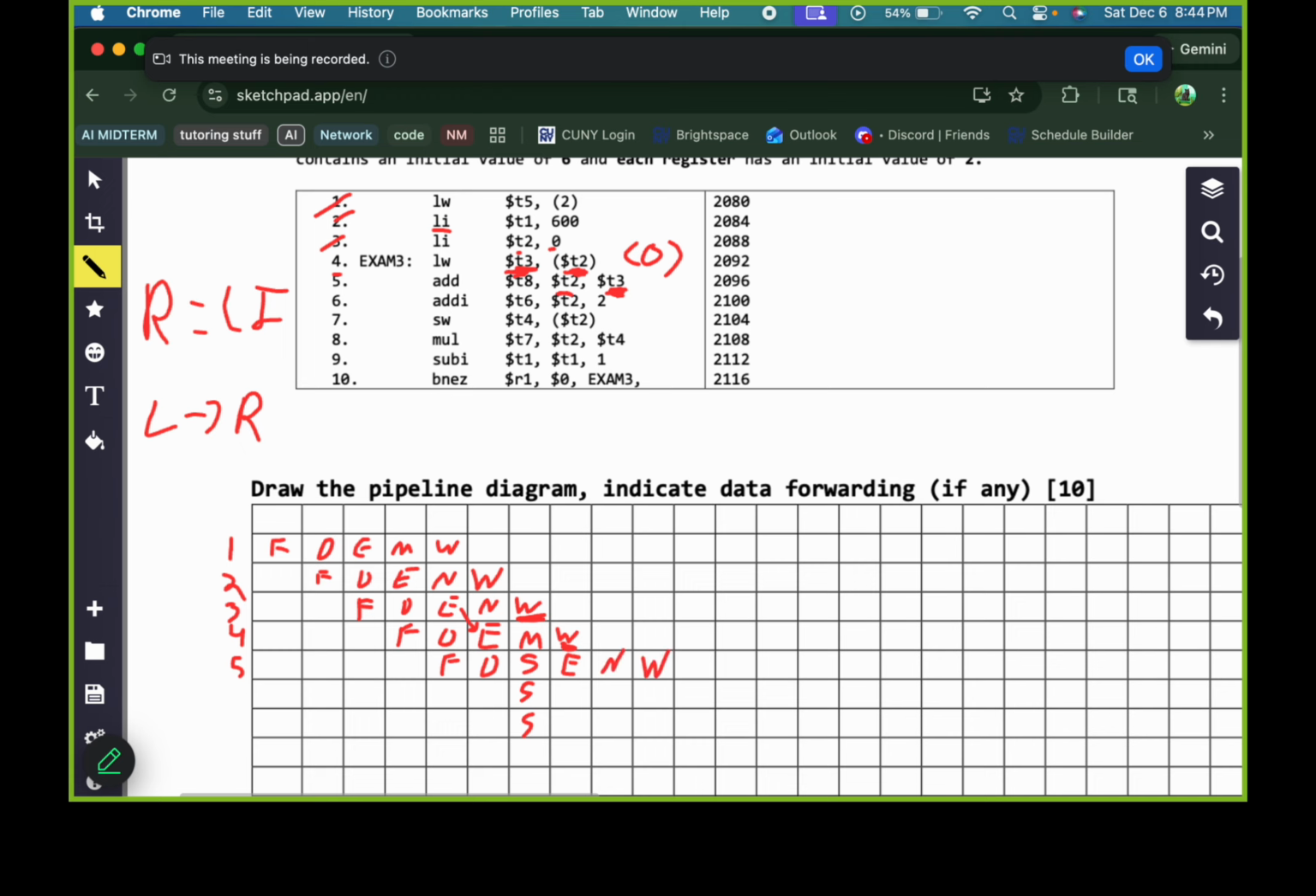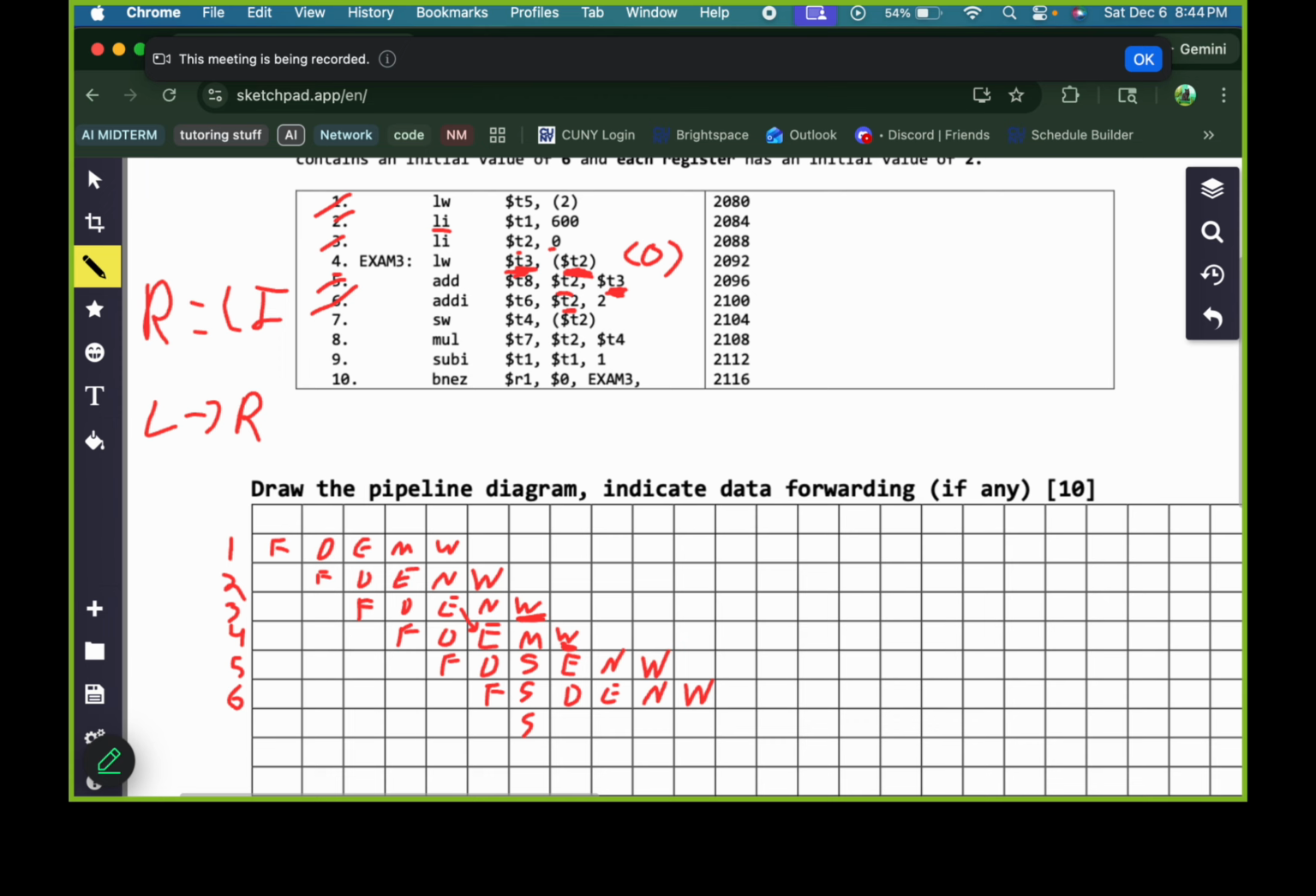6 now. So 6 is going to be another R type. We fetch stall, decode. Do I have data dependencies? T2, but T2 was resolved a while ago. So I don't have to worry about that. Continue, fetch decode exec. We don't go into mem, so that's no ops and write back.